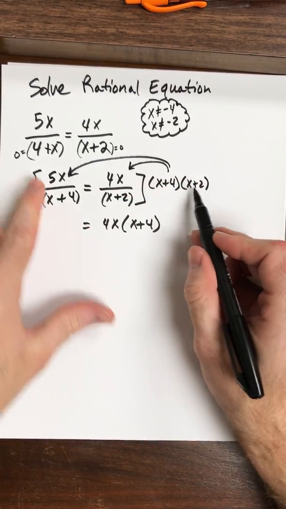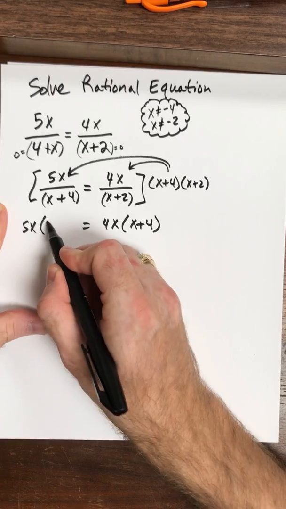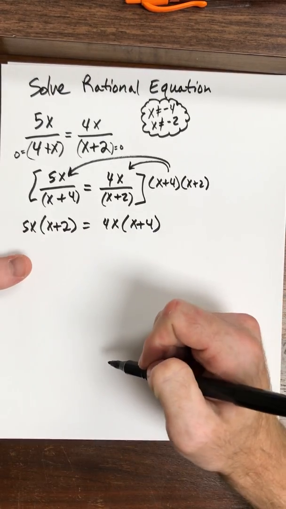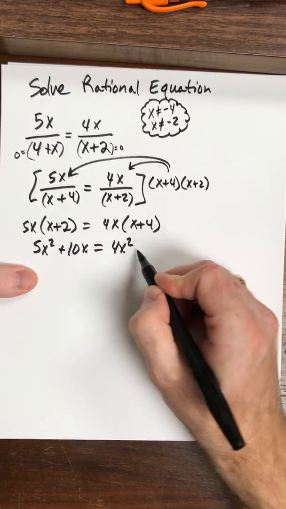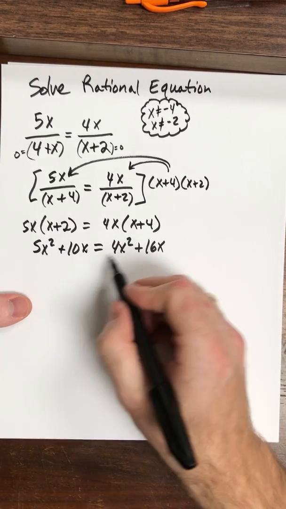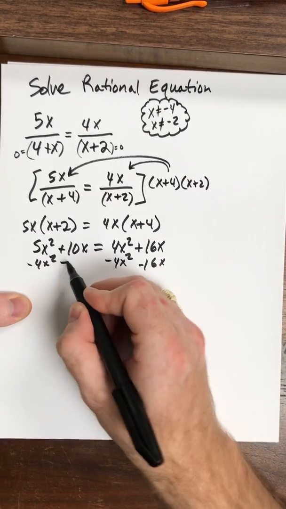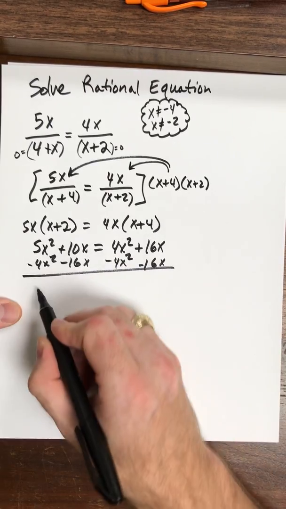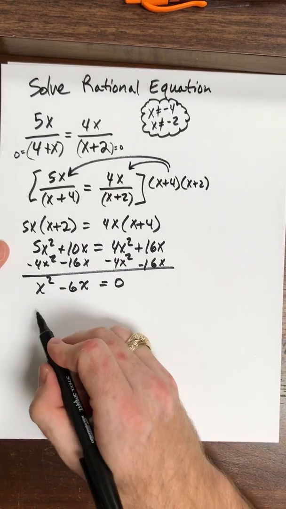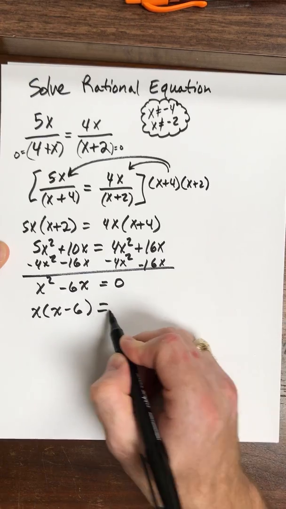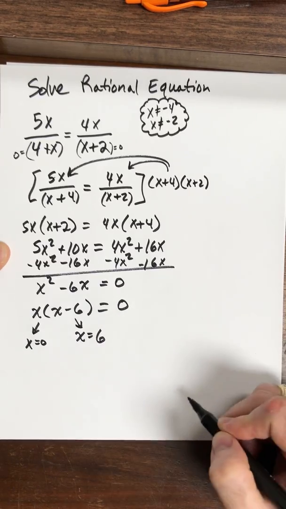And then whenever I multiply over here, what happens? The x plus 4 and the x plus 4 cancel, and I have 5x times x plus 2. And now I'm going to distribute through, and I'm going to get 5x squared plus 10x equals 4x squared plus 16x. And I'm going to consolidate. I'll move everything over to the left. And so I've got x squared minus 6x equals 0. And so what can I take out? I can take an x out of both of those. And so I have x equals 0, and I have x equals 6.